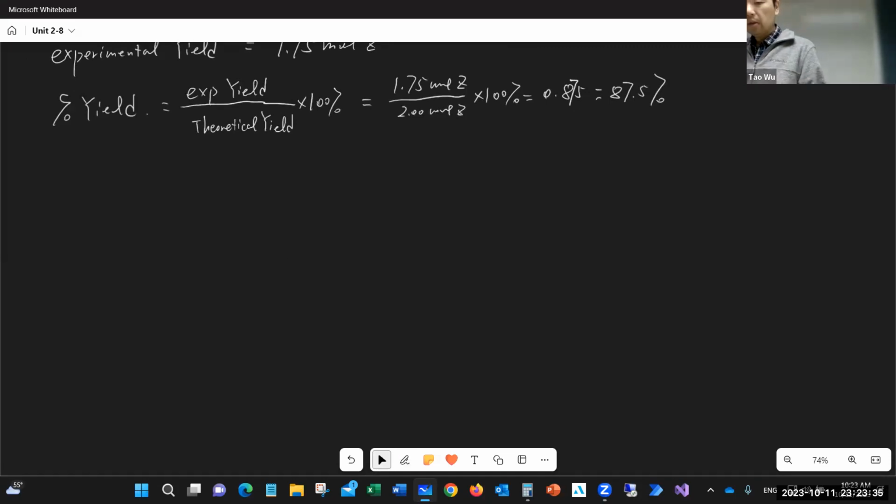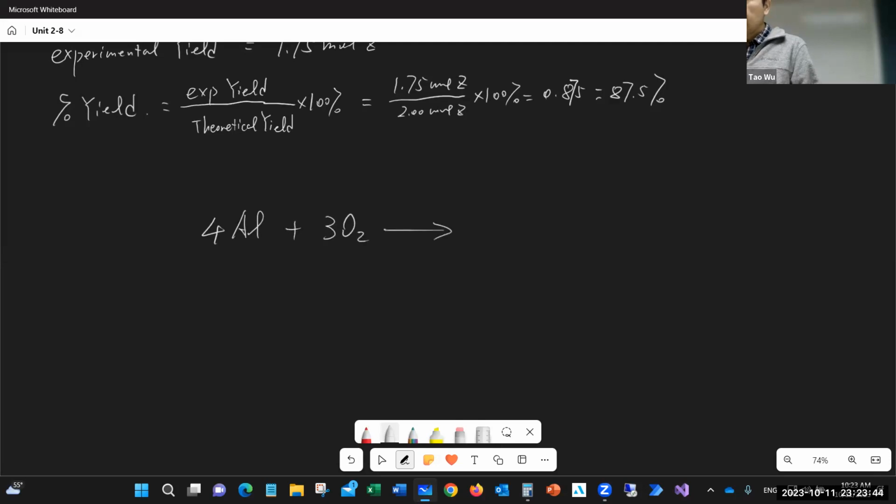Okay, so now we have 4 moles of aluminum reacting with 3 moles of oxygen, then we produce 2 moles of aluminum oxide. That's just a stoichiometry, right? Again, you need to set up 2 stoichiometry calculations to figure out which one is the limiting reagent. I have 4.5 moles of aluminum. I have 3.5 moles of oxygen.